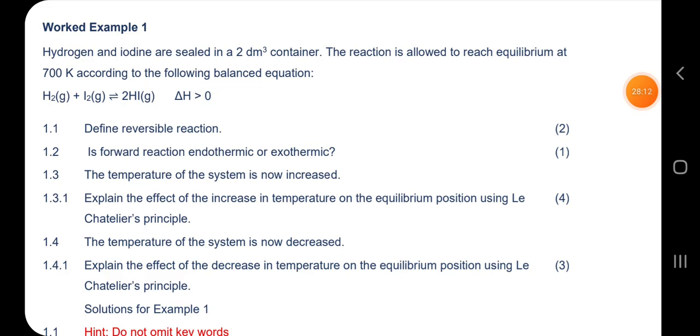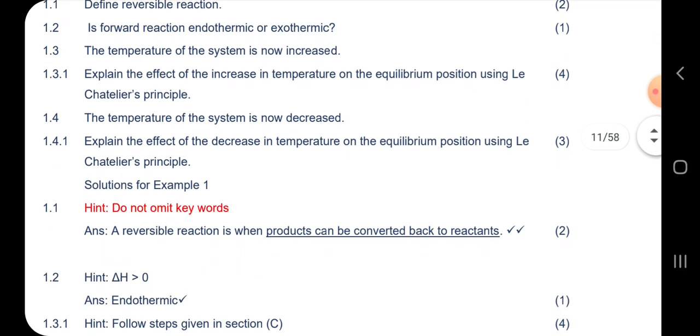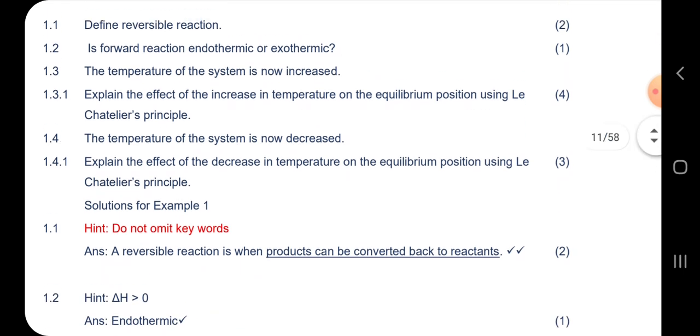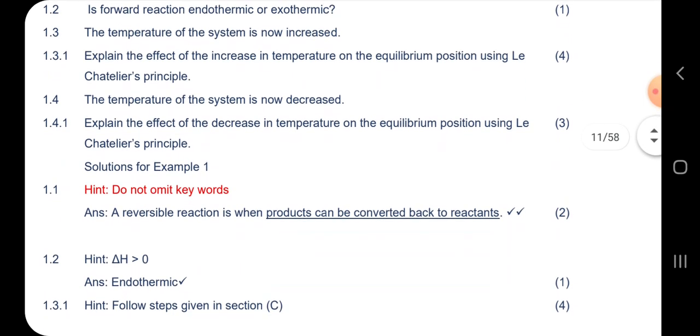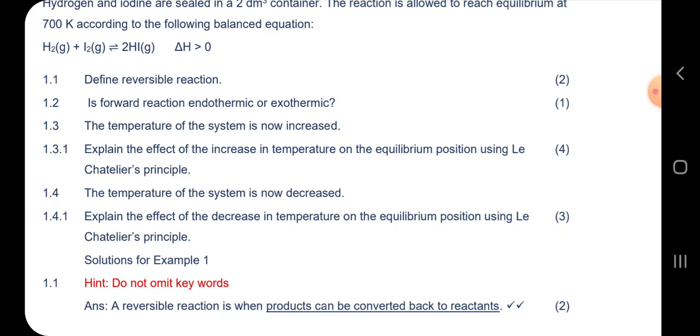So let's look at example 1. Hydrogen and iodine are sealed in a 2 cm container. The reaction is allowed to reach equilibrium at 700 K according to the following balanced equation: H2(g) + I2(g) ⇌ 2HI(g), with change in H greater than 0. As I have shown you, that is a hint for this example. First, define reverse reaction. In the solution we say a reverse reaction is when a product can be converted back to reactant. Number 2: is the forward reaction endothermic or exothermic? The forward reaction is endothermic.